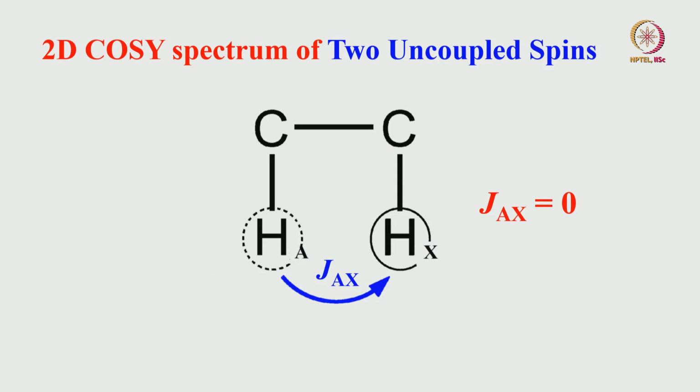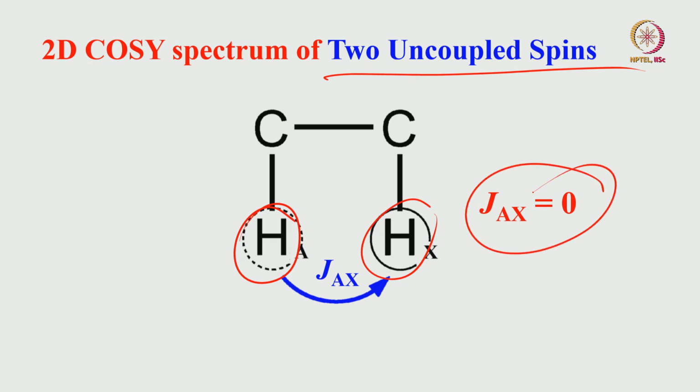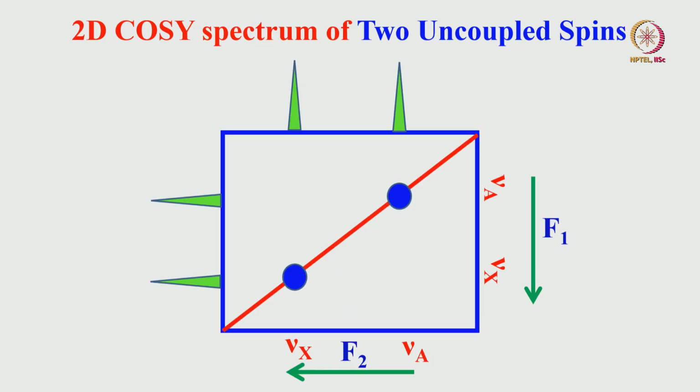Let us take the example of 2 peaks. Instead of 1, we will take 2 peaks, that is A and X. And now I am putting a condition of uncoupled spins. What do you mean by uncoupled? JAX is 0. Coupling is 0. I assume there is no coupling, but there is a chemical shift of A and a chemical shift of X, and they are different. The chemical offset frequencies are different. Let us see what happens to this type of molecule, to uncoupled spins, in the COSY pulse sequence.